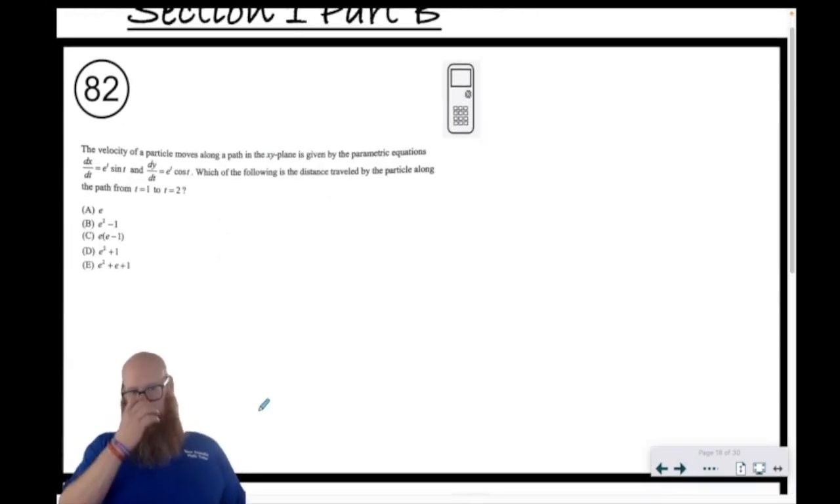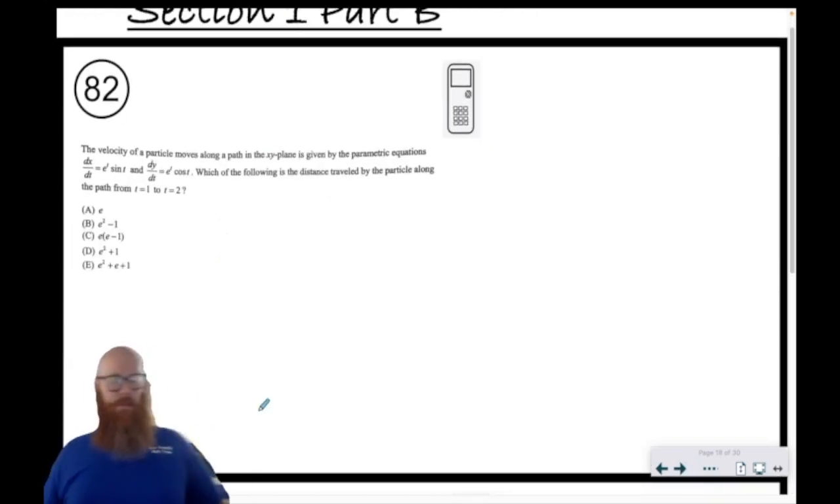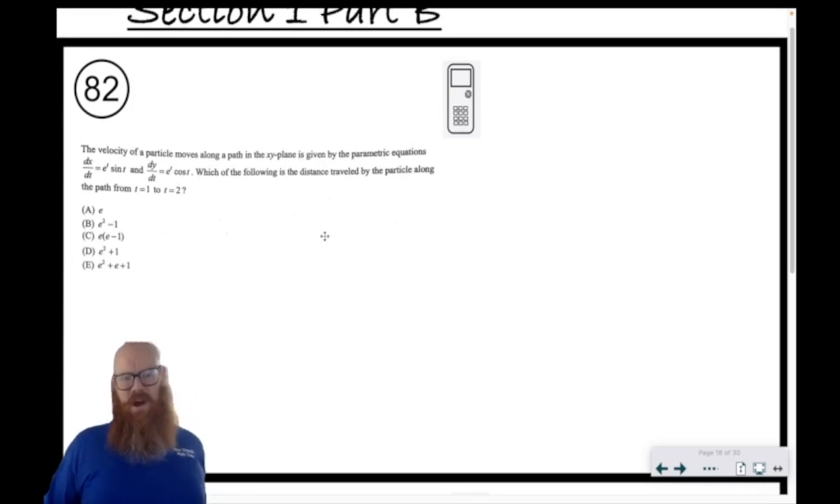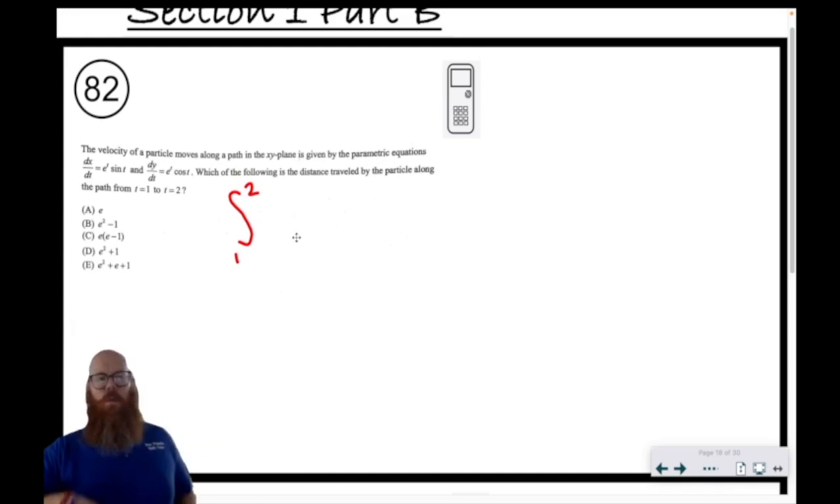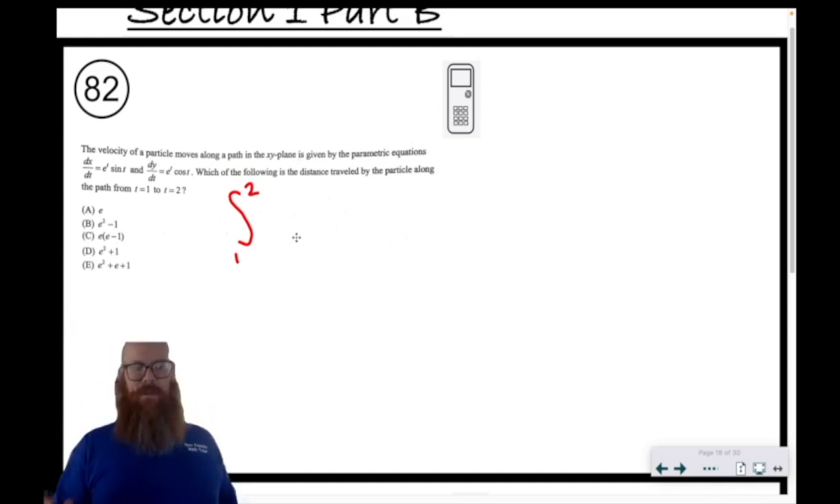All right, we are moving. Let's take a look at number 82. So we got another velocity with parametric equations. Which of the following is the distance traveled by the particle along the path? Here we just have to know our formula. So total distance is going to be the integral of speed. Or actually, my bad. What we're finding is the arc length, because that's the distance traveled along the path.